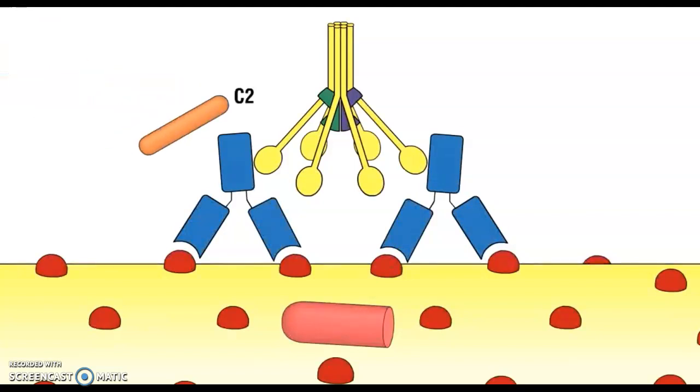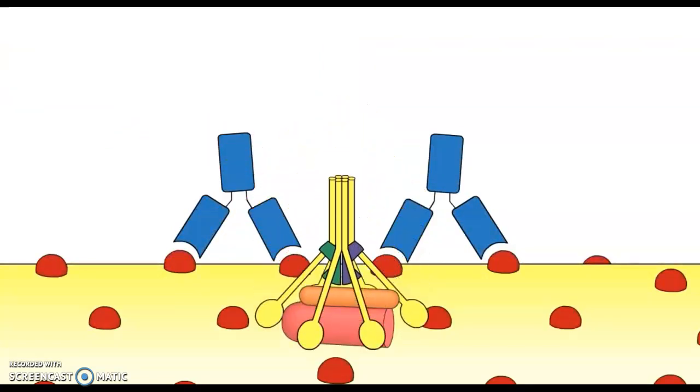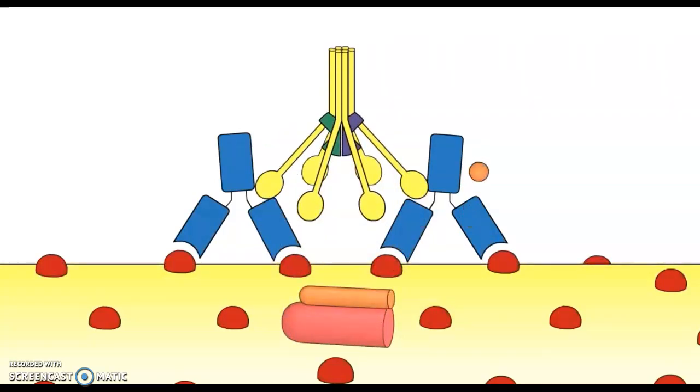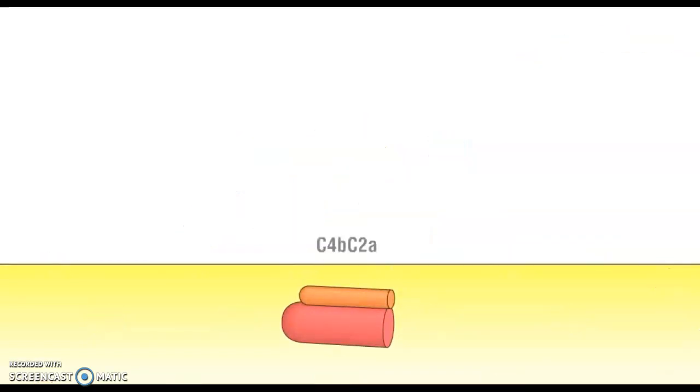The C2 proenzyme binds to C4b and is then cleaved by the activated C1s, releasing a small peptide, C2b. This leads to the generation of a new protease, C4b-C2a, also known as the classical complement pathway C3 convertase.